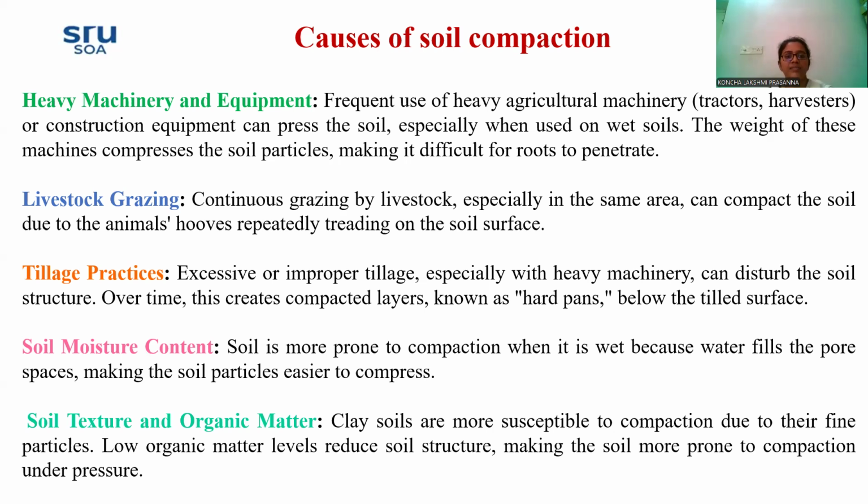Next are tillage practices. Excessive or improper tillage, especially with heavy machinery, can disturb the soil structure. Over time, this creates compacted layers known as hard pans, which form below the tilled surface.